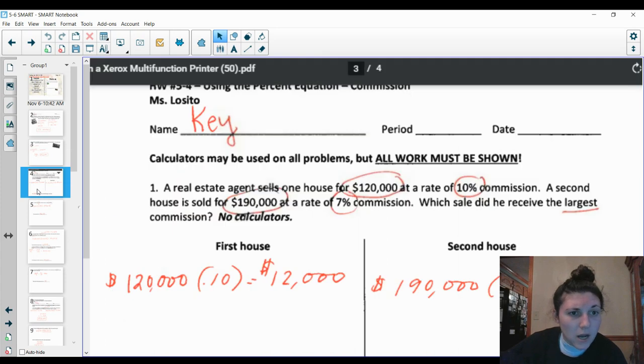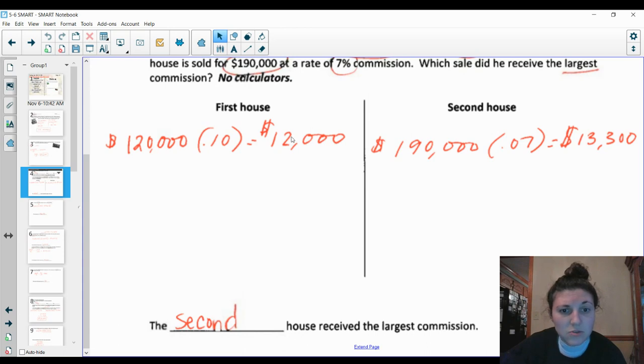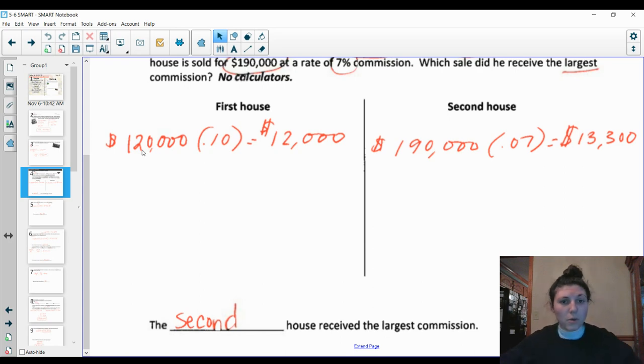All right, here is your homework. This was 5-4. So you had the first house and the second house. The first house was $12,000. The second house was $13,300, which means the second house received the largest commission. Again, it's just like that warm up. You're multiplying the sale price or the whole by the percent as a decimal. All right, so check your work, see if it looks like mine. If not, try to figure out why.